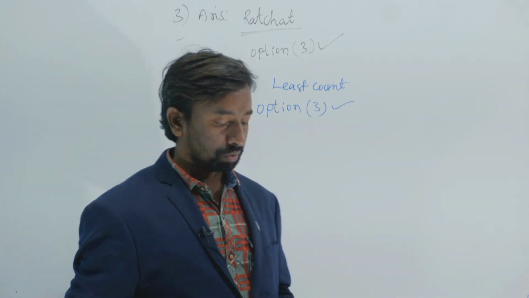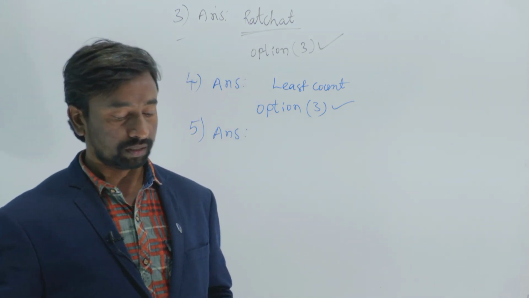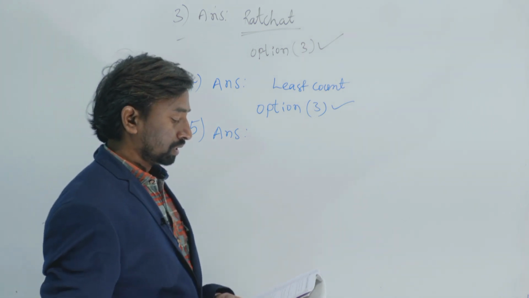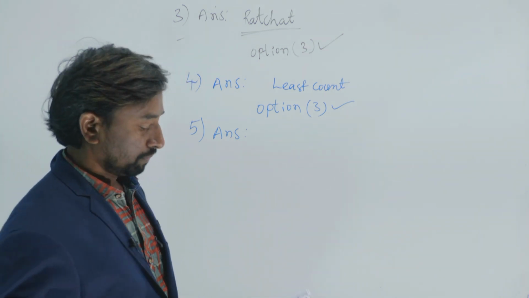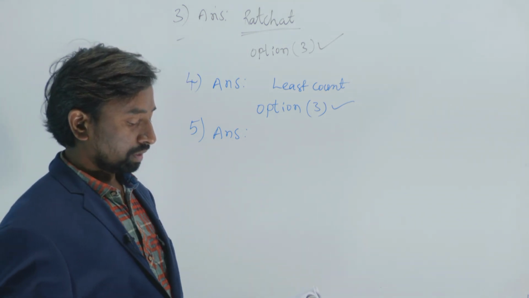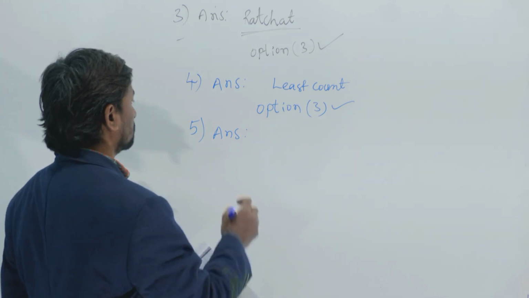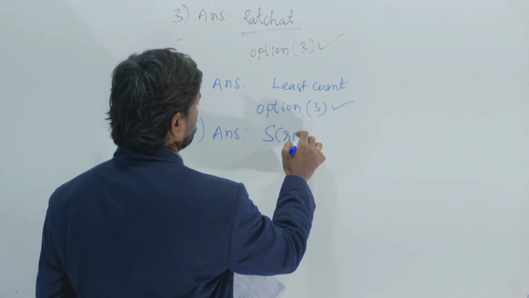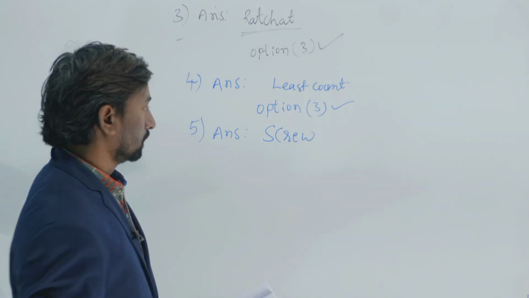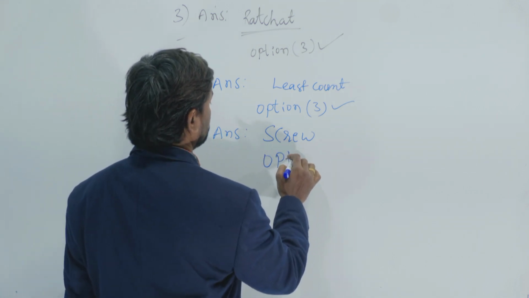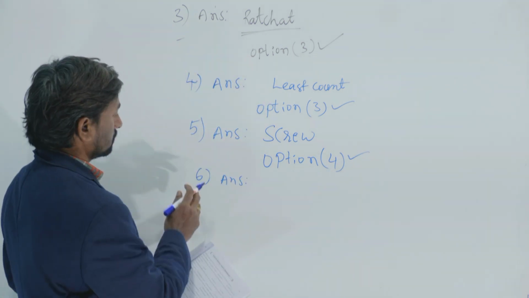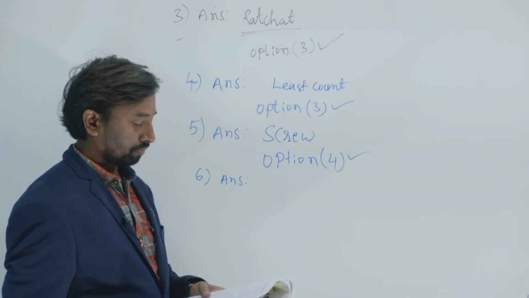The fifth question. An instrument which uses a nut and screw for accurate measurements is called. The options are vernier calipers, physical balance, hydrometer, and screw gauge. The answer is screw gauge, as the screw gauge works based on the principle of nut and screw. So the option is 4. Option 4 is the correct answer.